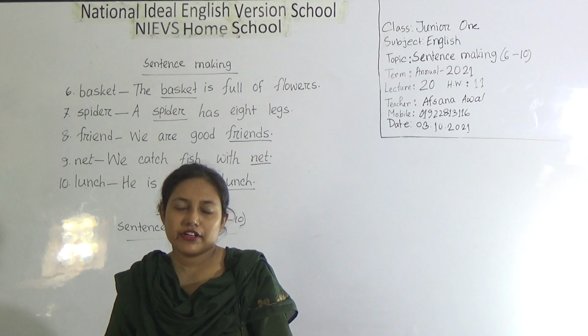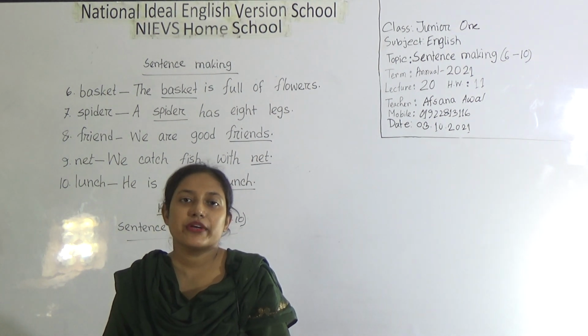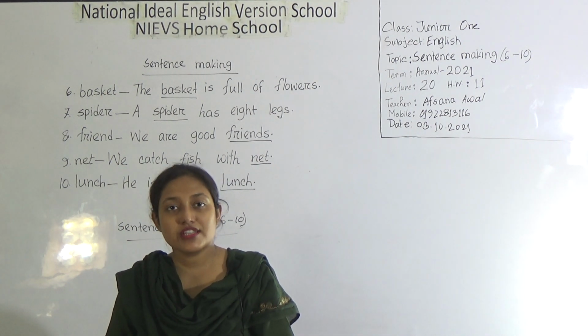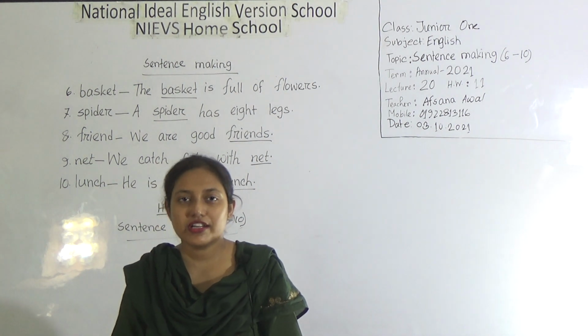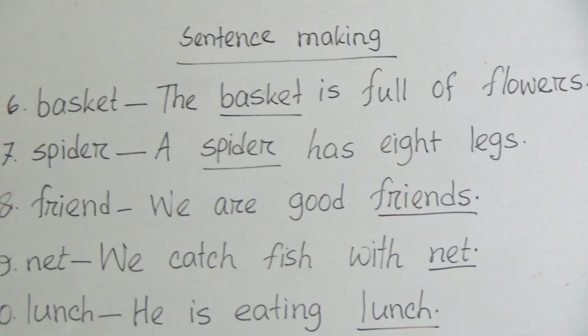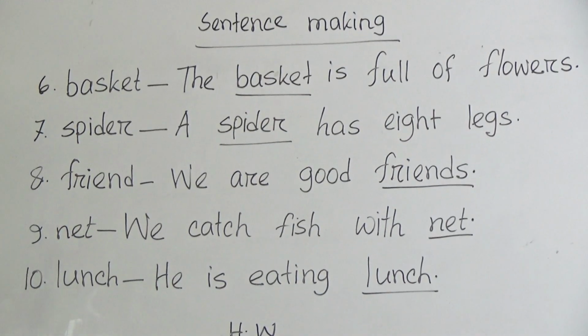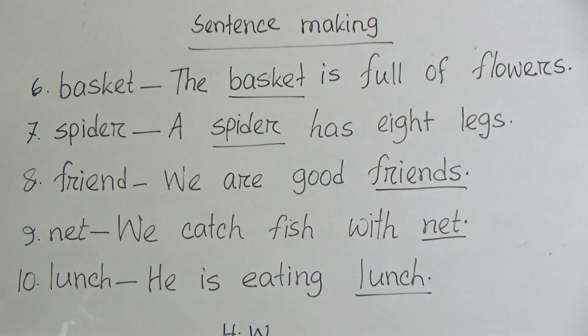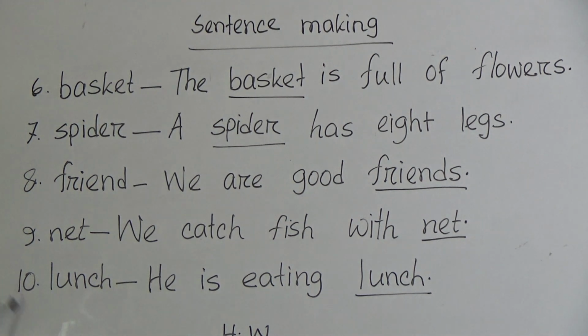Today I will take your English class and our today's topic is sentence making number 6 to 10. So let's start our class. Look at the board. In the previous classes we learned sentence making from number 1 to 5 and today we will learn the sentence making from number 6 to 10. That is total 5. Just look at the board, students. Some words are given and we have to make a meaningful sentence with these given words.